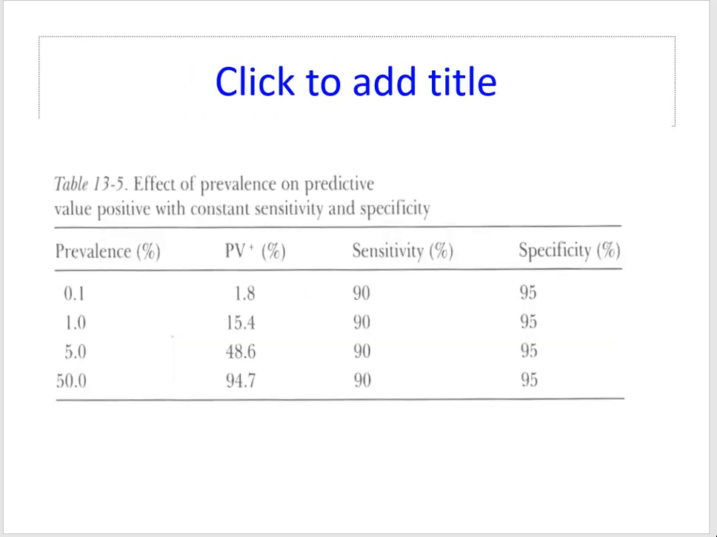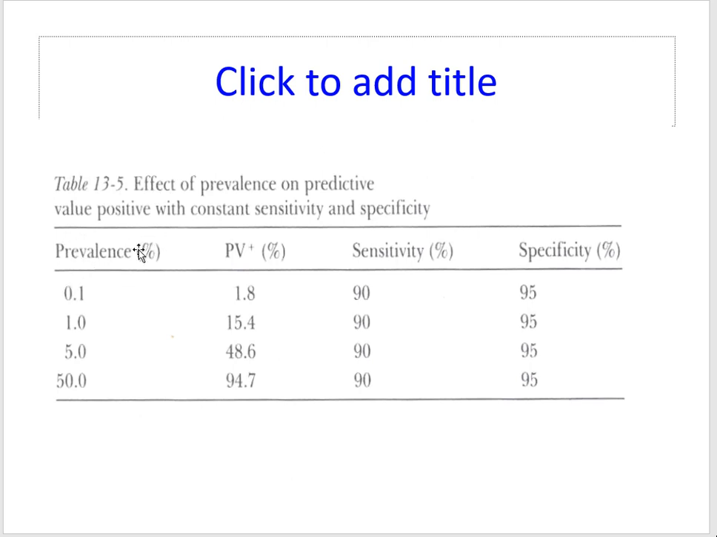Okay, so here's a table. In this table, we're picking a test. It has a sensitivity of 90% and a specificity of 95%. So these two values are constant. It is one specific test that we picked, produced by a certain laboratory, and it's the same one. But what we're going to do is use it in different populations.